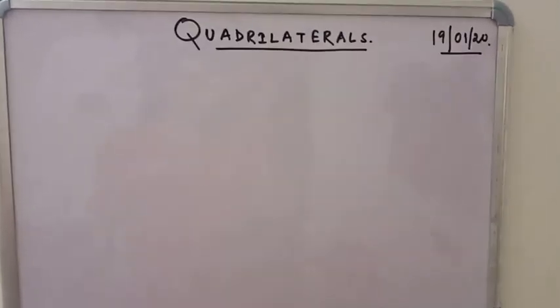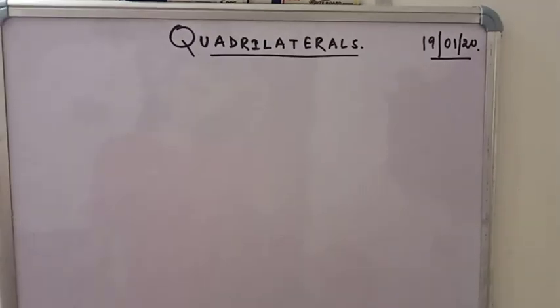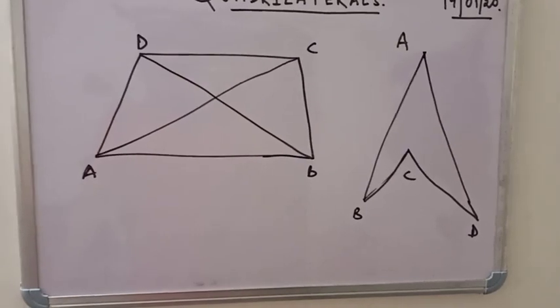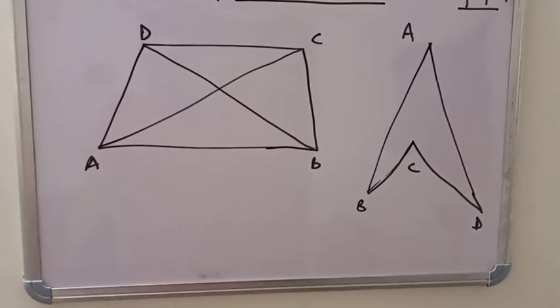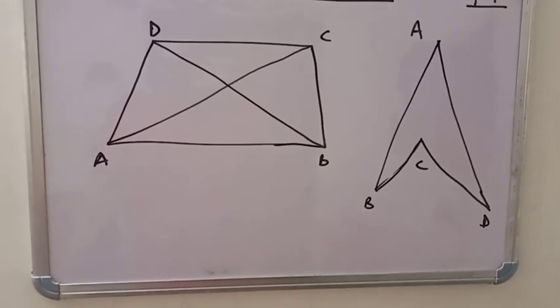Today we are going to discuss quadrilaterals. So what is a quadrilateral? A plane figure bounded by four line segments is called a quadrilateral. A quadrilateral is named by its vertices written in order.